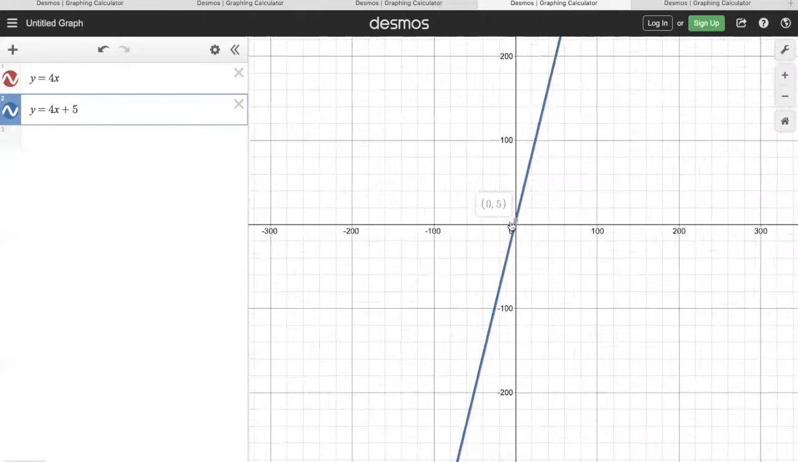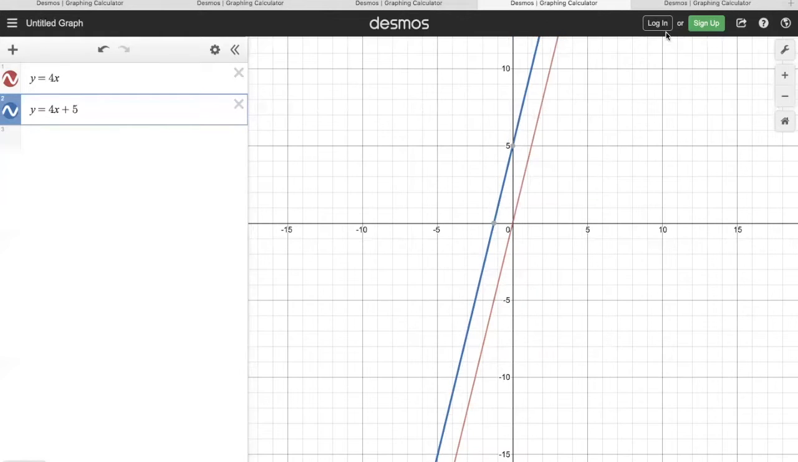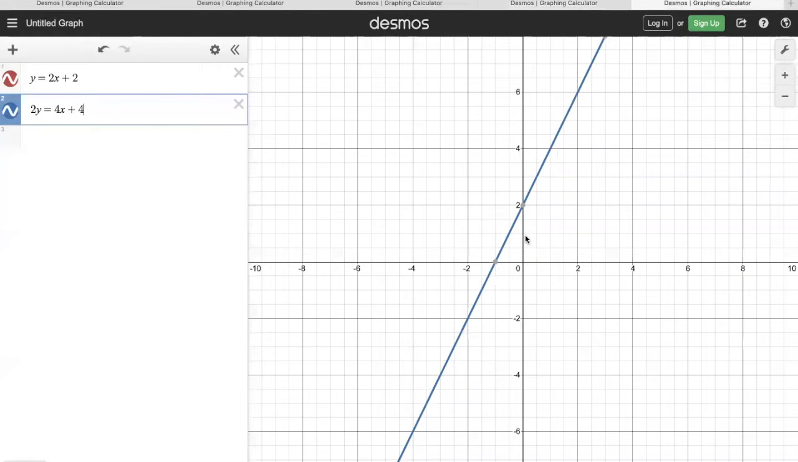They never touch, and that's why there's no solution. Now here, we have something that has infinitely many solutions. In other words, you can't count how many solutions there are because they're the same line. You've basically taken one equation and then copied it over to the next thing.